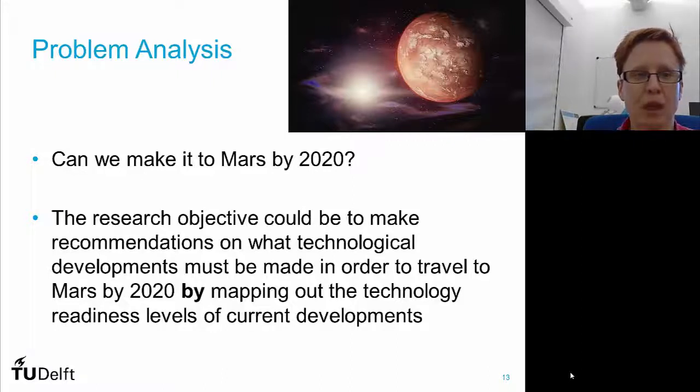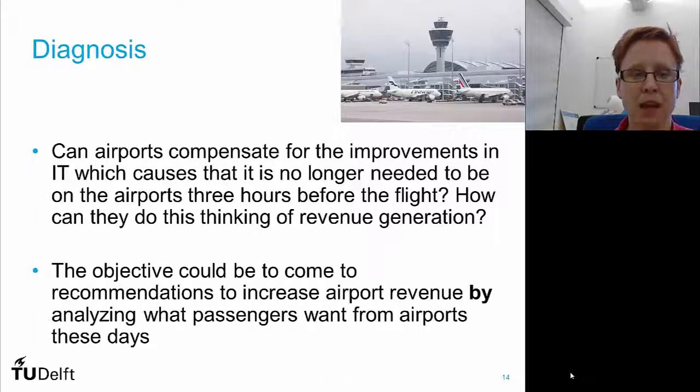A different thing is diagnosis. Can airports compensate, that's the question the client has, for the improvements in IT which cause it to be no longer needed to be at the airport 3 hours before the flight? How can airports do this? By thinking of revenue generation. So airports earn less money from people being there because they're there for a shorter time.